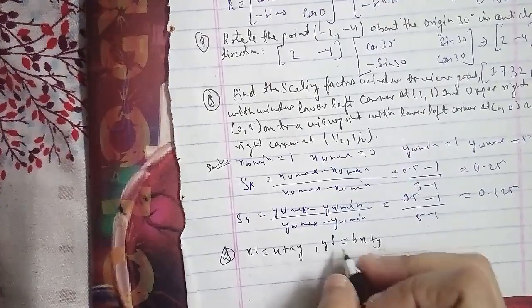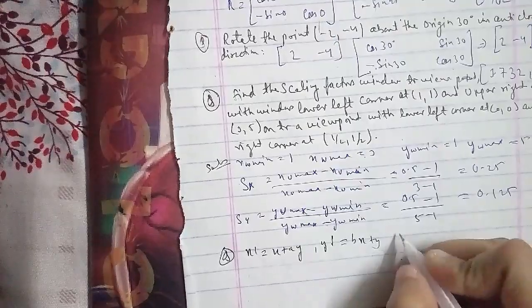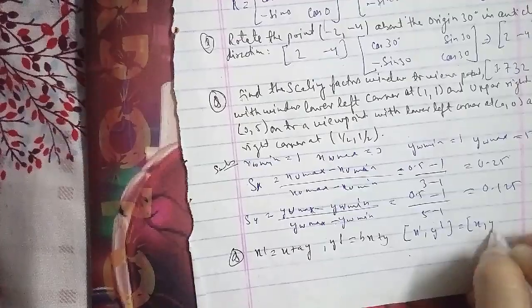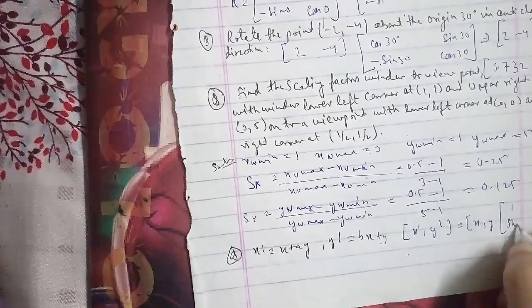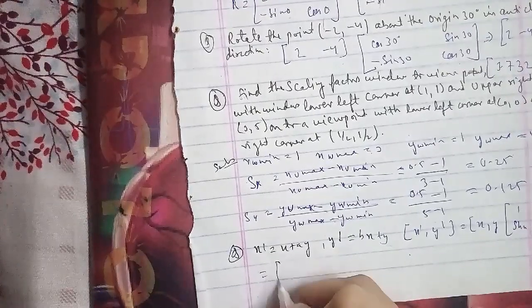The other question we have is: write a 2 cross 2 transformation matrix for the rotation counterclockwise by pi about the origin. So here we'll end with this, and we'll continue in the next coming class.